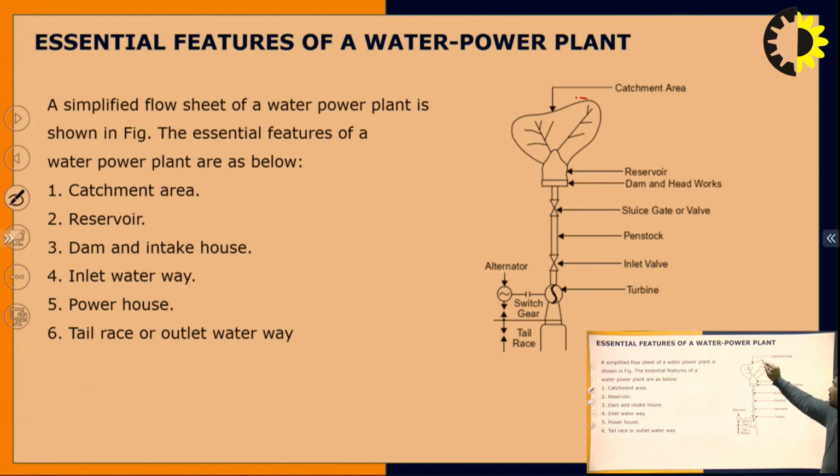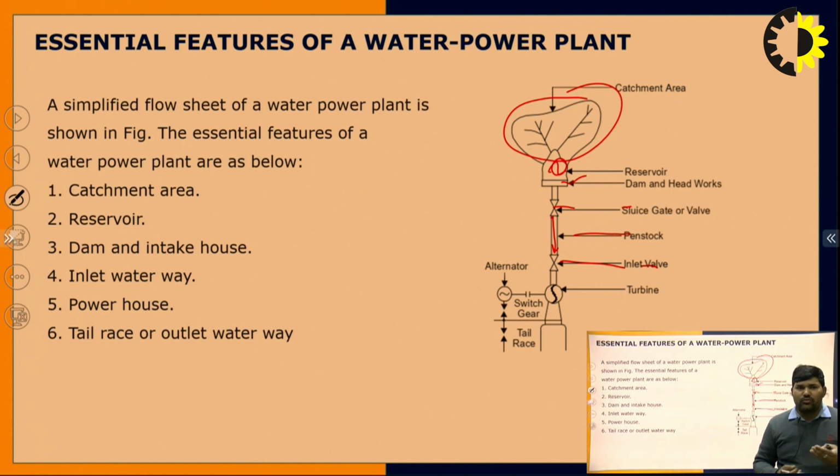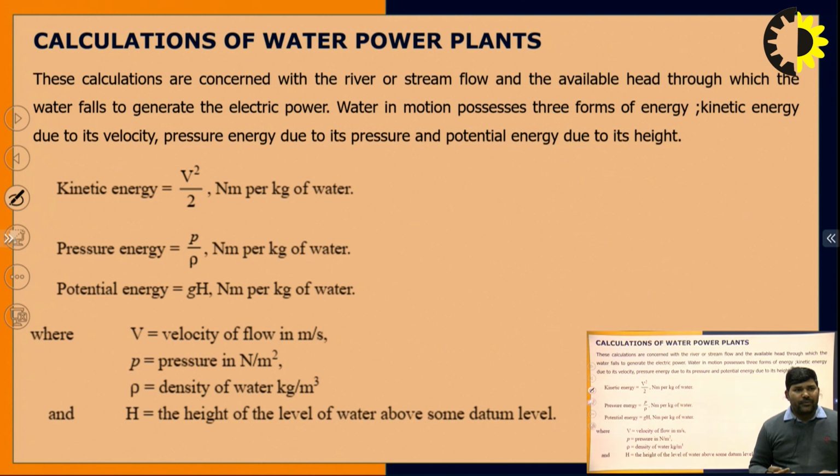So these are the catchment area and the reservoir. From the reservoir, the dam is there, then the sluice gate, then the penstock to transfer the water from one place to another, then the inlet valve, then the turbine, then the switchgear, and the trellis. So this is the essential flow diagram of the power plant in one line: catchment area, reservoir, dam and intake house, inlet waterway, powerhouse, and trellis and outlet of the water.